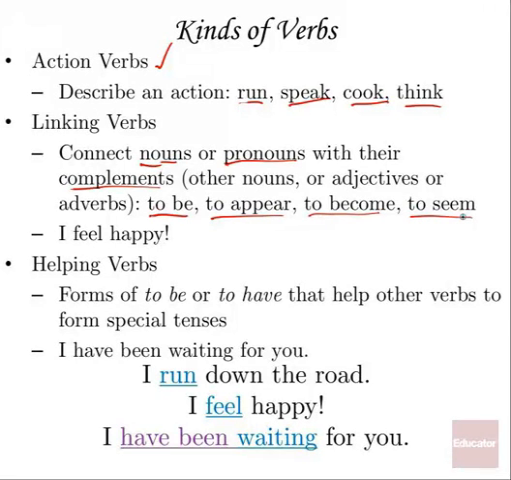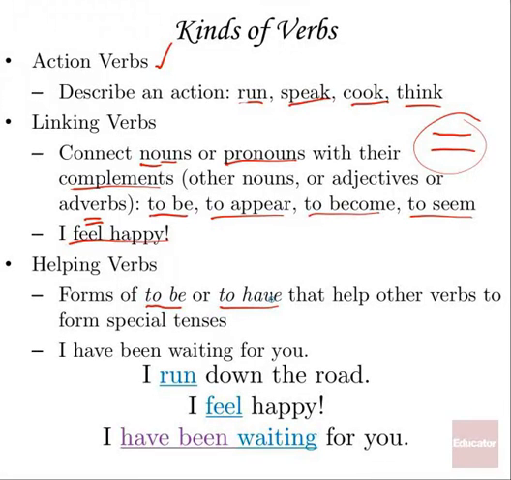Now, the way you remember linking verbs: a linking verb is any verb you can replace with an equal sign. So, for example, in the sentence "I feel happy," you could say I equals happy, and you'd have approximately the same meaning. So you're using a linking verb. Then you have helping verbs. These are usually forms of to be or to have that help other verbs to form special tenses.